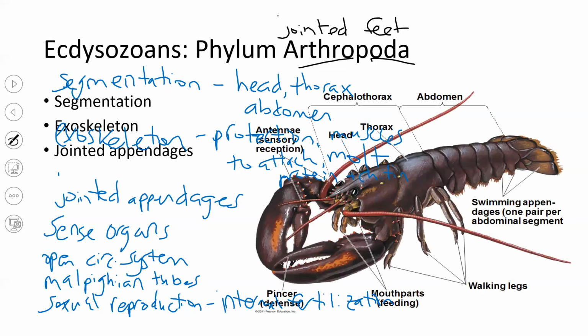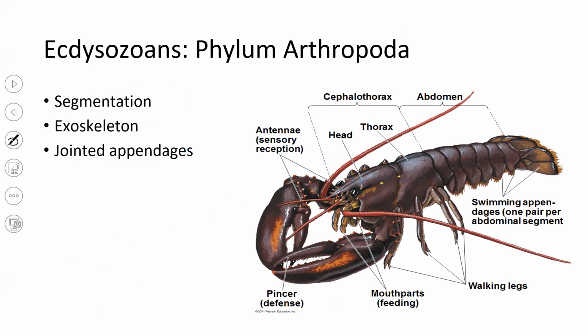So you can see lots of appendages. Some of them are specialized here for defense. Some are specialized for feeding. You've got antenna for sensory reception. This one has a cephalothorax, which is the head and thorax fused into one, and then the abdomen. And then there's swimming appendages on the bottom there. So this is just kind of one example.